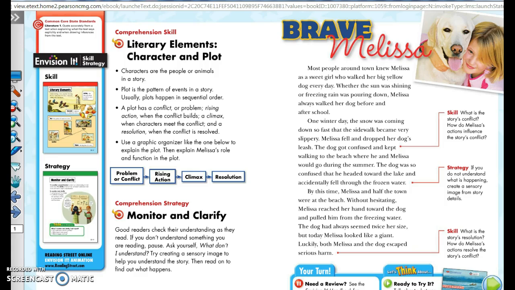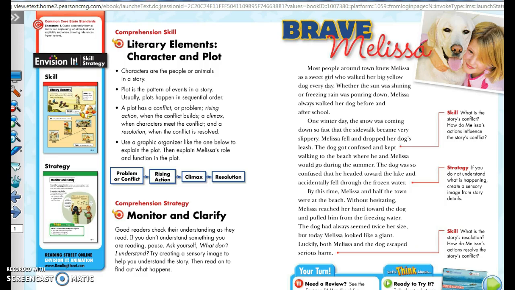Most people around town knew Melissa as a sweet girl who walked her big yellow dog every day. Whether the sun was shining or freezing rain was pouring down, Melissa always walked her dog before and after school. One winter day, the snow was coming down so fast that the sidewalk became very slippery. Melissa fell and dropped her dog's leash. The dog got confused and kept walking to the beach where he and Melissa would go during the summer. The dog was so confused that he headed toward the lake and accidentally fell through the frozen water.